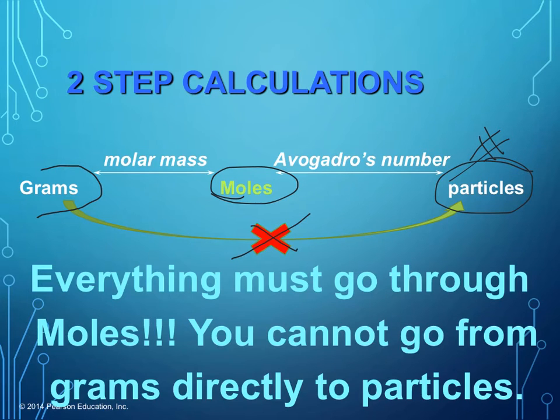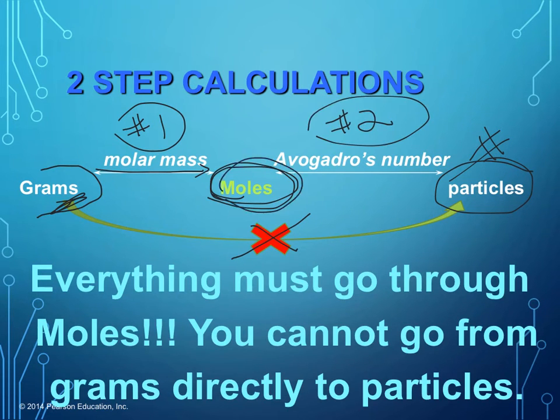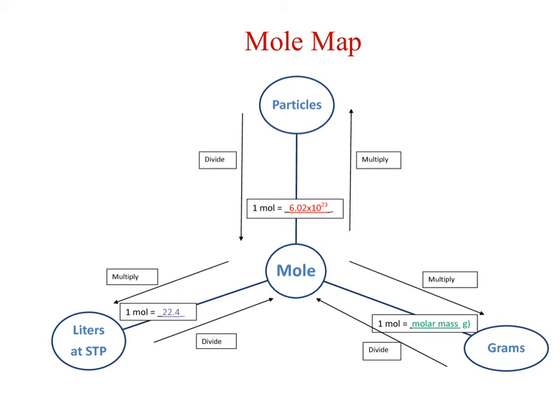So each arrow represents a calculation. If we started with grams, the first thing we'd have to do is use molar mass as a conversion factor to get moles, and then in a second calculation, convert from moles to particles using Avogadro's number. Very important concept. Here's an entire mole map. Most students think it's very helpful to have this mole map printed out while you're first learning how to do these calculations. And of course you need to know how to follow it.